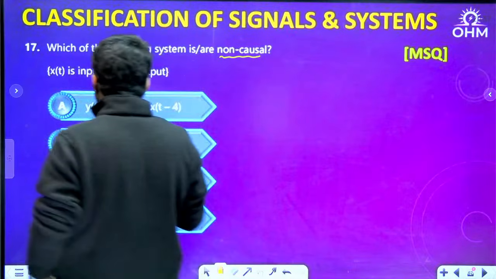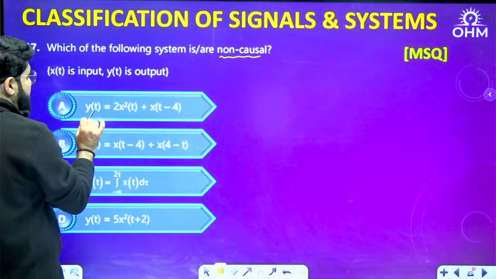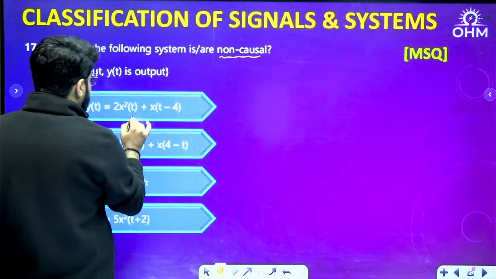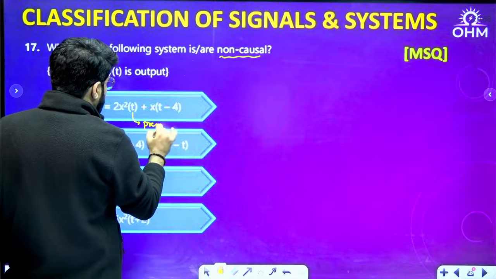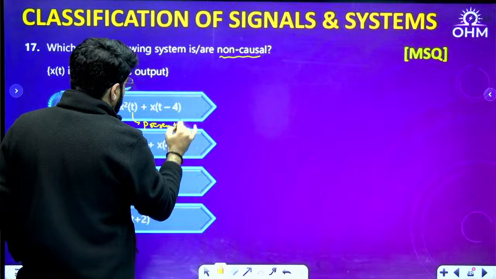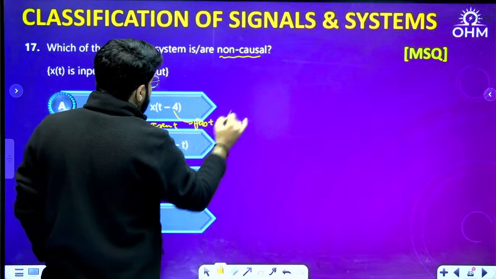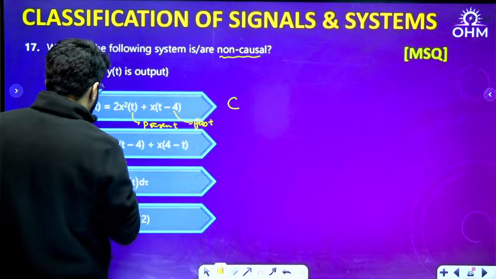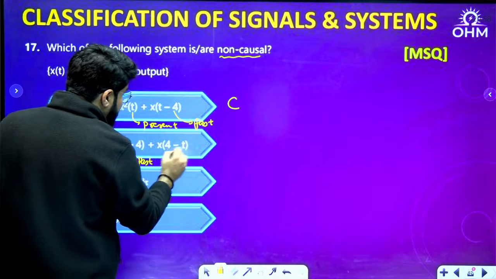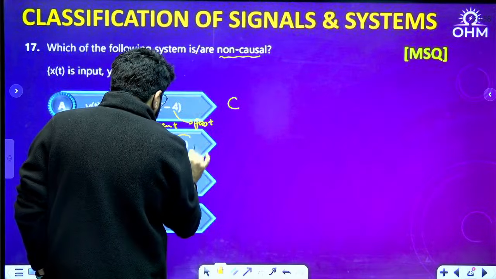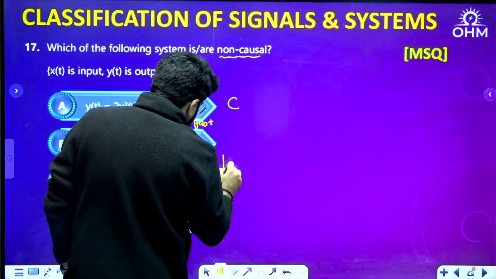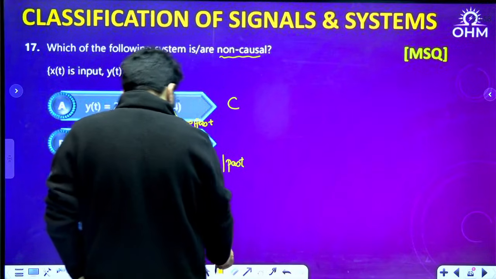Now see here, output to be calculated at time t, input required at t and t minus 4. What is t? Present. What is t minus 4? Past. Only present and past, so the system is causal. Output required at t, so t minus 4 going back is past, but 4 minus t can go to future or past, anything. I will take an example to explain.